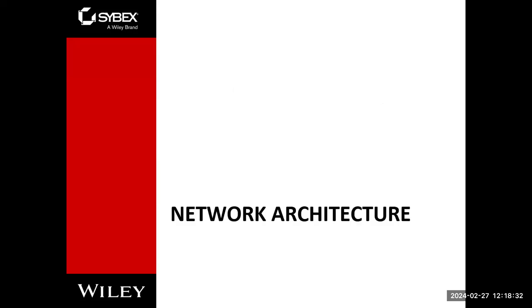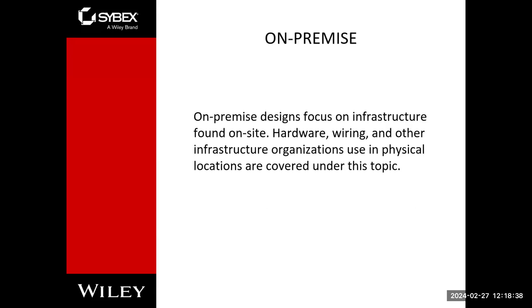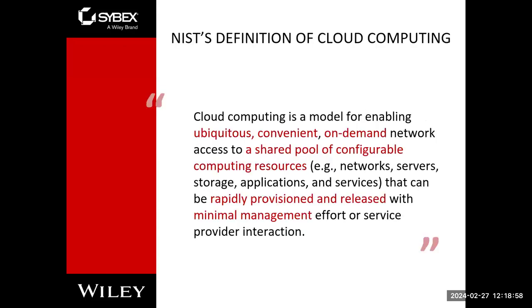Okay, so from a network architecture perspective, and this is talking very high level, we're going to talk about on-premise first, and this is a design to focus on infrastructure found on site: hardware, wiring, routers, switches, servers, complete data center. Everything is under one roof, basically. And then we have cloud computing.